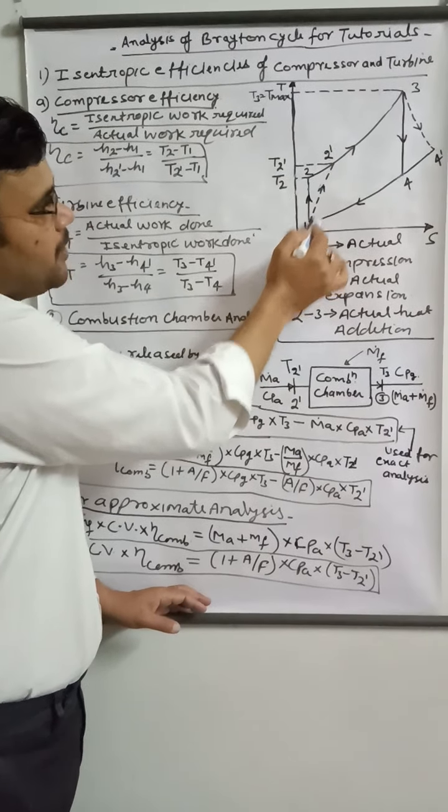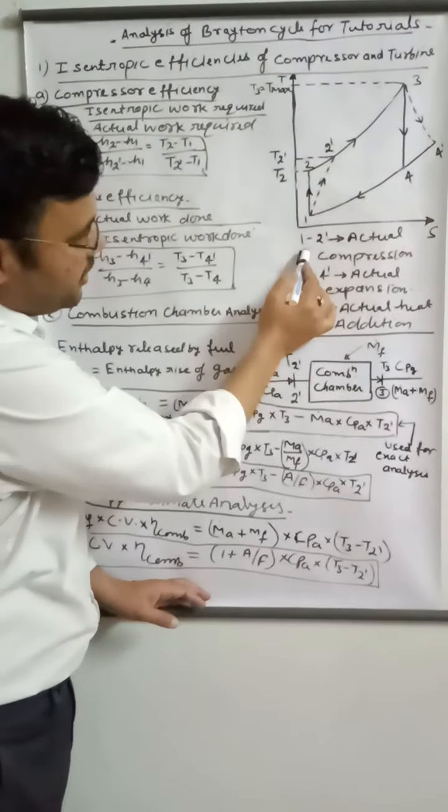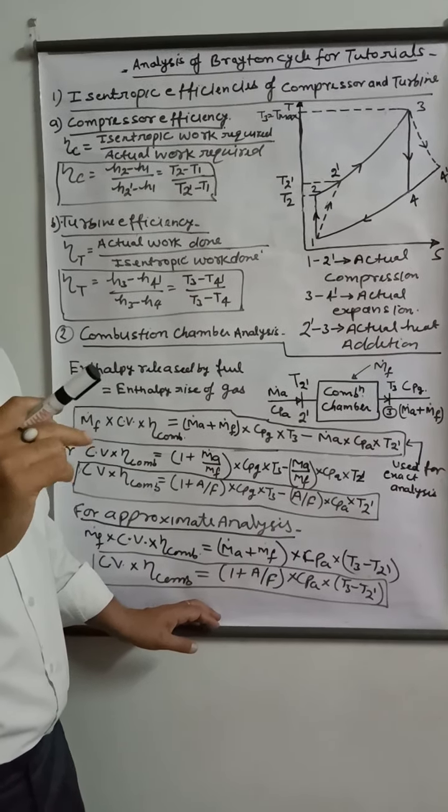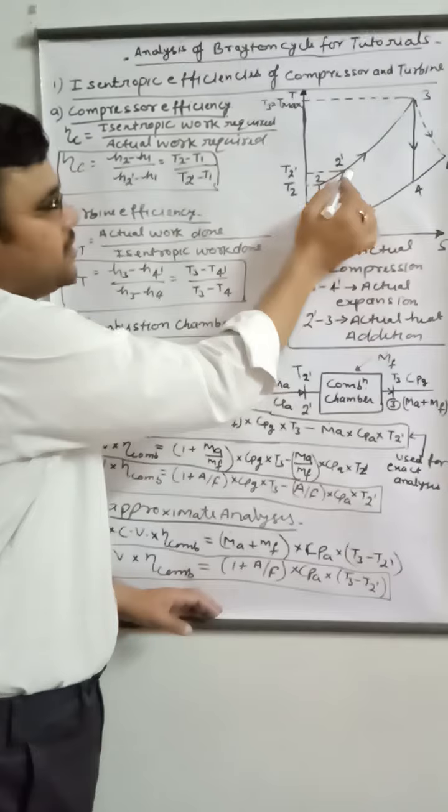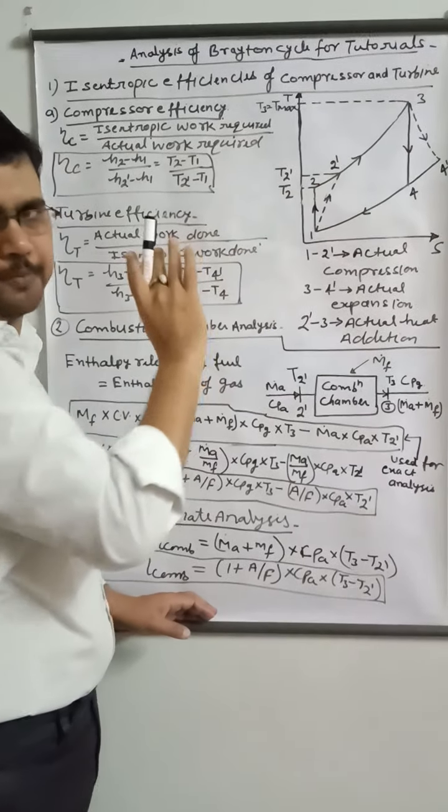Now the actual process is 1 to 2 dash. It is mentioned here: 1 to 2 dash, the actual compression process, right? More work is required due to losses, due to system irreversibility, right? So in the actual process 1 to 2 dash, the temperature is higher and also the entropy, right?